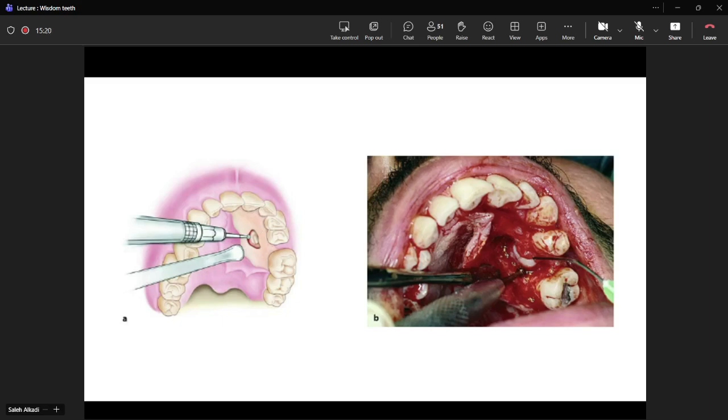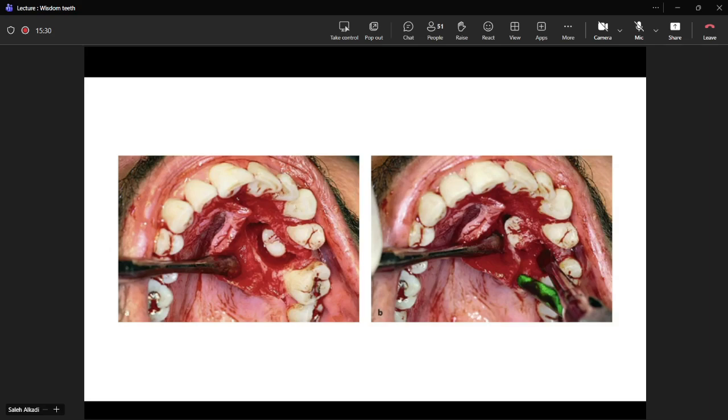Of course, after raising a full mucoperiosteal flap, you need to expose the tooth by removing some bone. As you can see here, removing bone using a round burr all around the crown. Then, if you think that you removed enough bone, you create a gutter where you need to place your elevator at the point of application and start mobilizing the tooth.